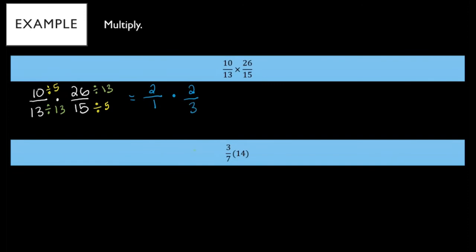So I've got 2 times 2 going across. If it helps you to remember that you're multiplying, circle those; that's 4. And then 1 times 3 is 3. And we end up with an answer of 4 over 3. And those cannot be reduced anymore, so that is our final answer.